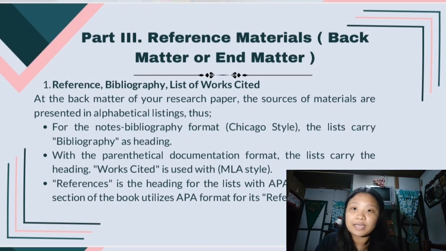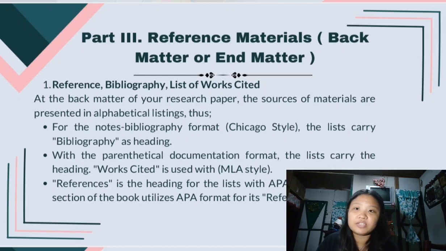Second, we have the MLA style or parenthetical documentation format. The list is titled Works Cited, and MLA uses in-text citations, usually in parentheses, and includes only the sources directly cited in the paper. In addition, MLA style is a referencing method developed by the Modern Language Association, or MLA, for crediting sources used in writing papers. It's commonly used in the humanities and liberal arts, especially for writing on literature and language.